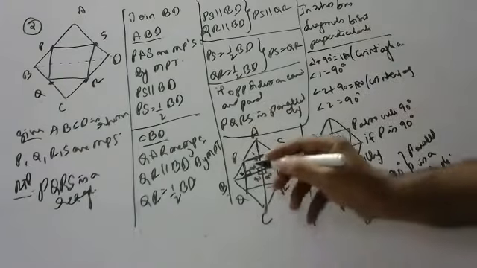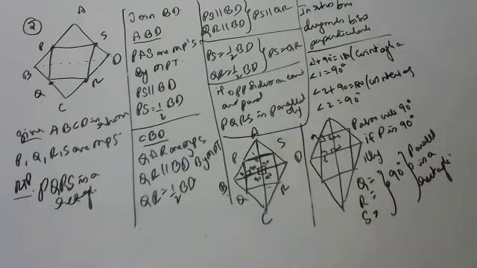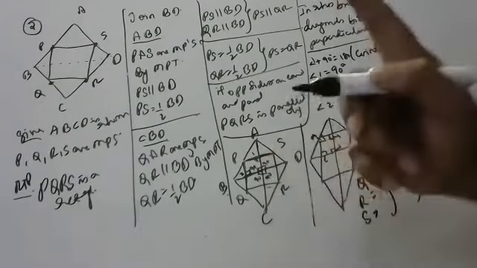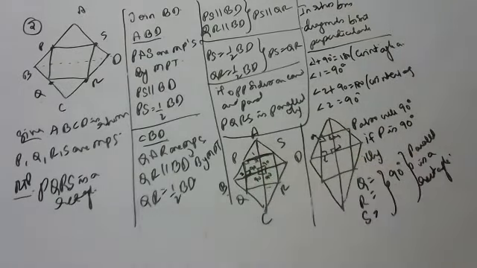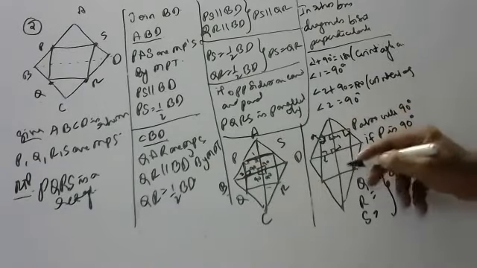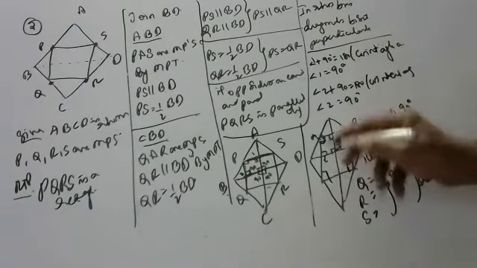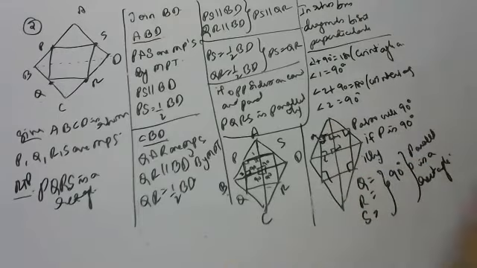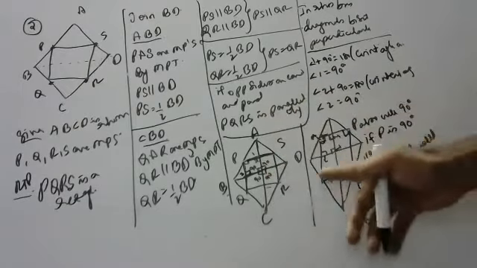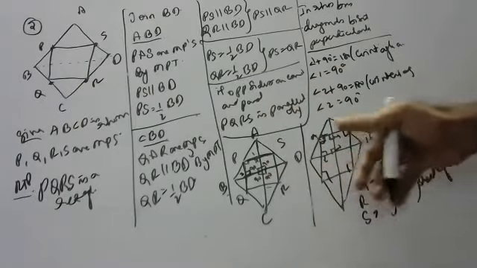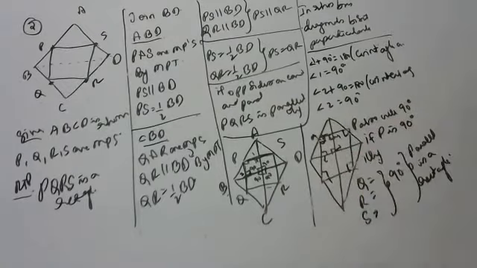Those who didn't understand, again I'm saying: if this is 90, this is also 90 because co-interior angles are supplementary. 90, 90, 90 means automatically P will be 90. If P is 90, Q is 90, R is 90, S is 90. All are 90, and already we proved it is a parallelogram. In a parallelogram, if all angles are 90, it is a rectangle. That's it, children, simple sums. You have to understand and concentrate on this.